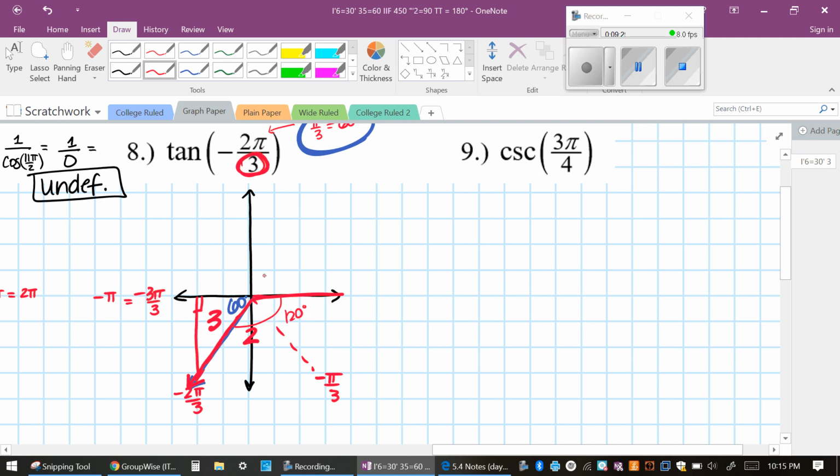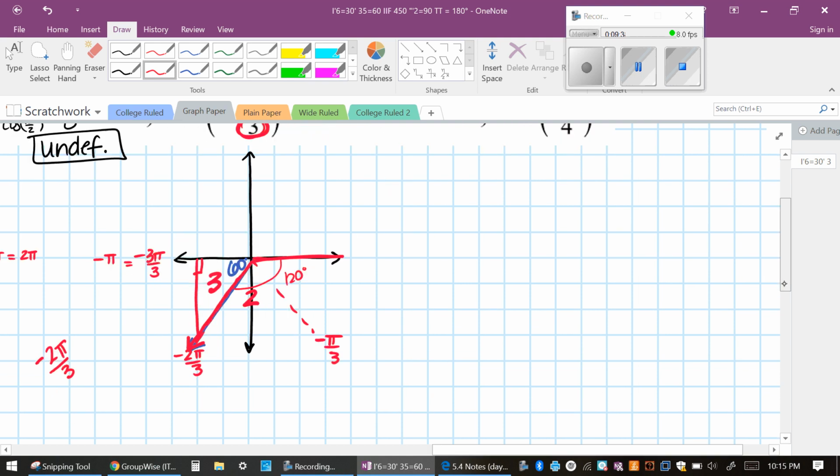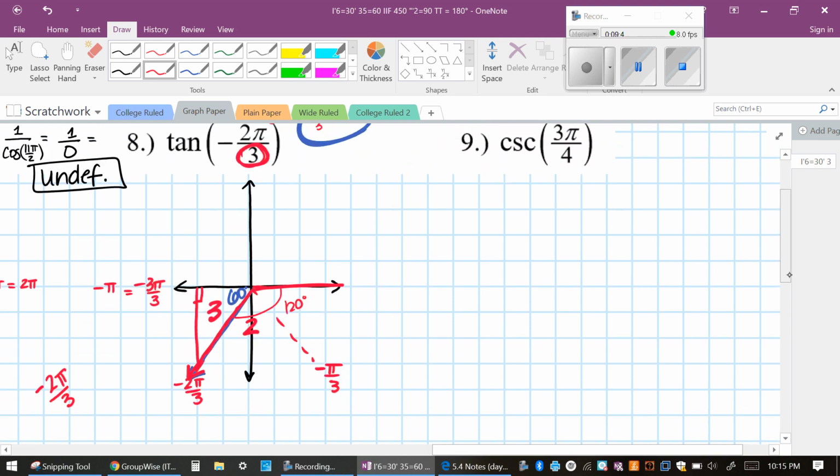If you want to, you can always convert all radians to degrees by cross-multiplying. So -2 pi over 3. If you want to change it to degrees, you just do, there's your radians. You want to know how many degrees it is. So pi is 180, and then cross multiply and solve.